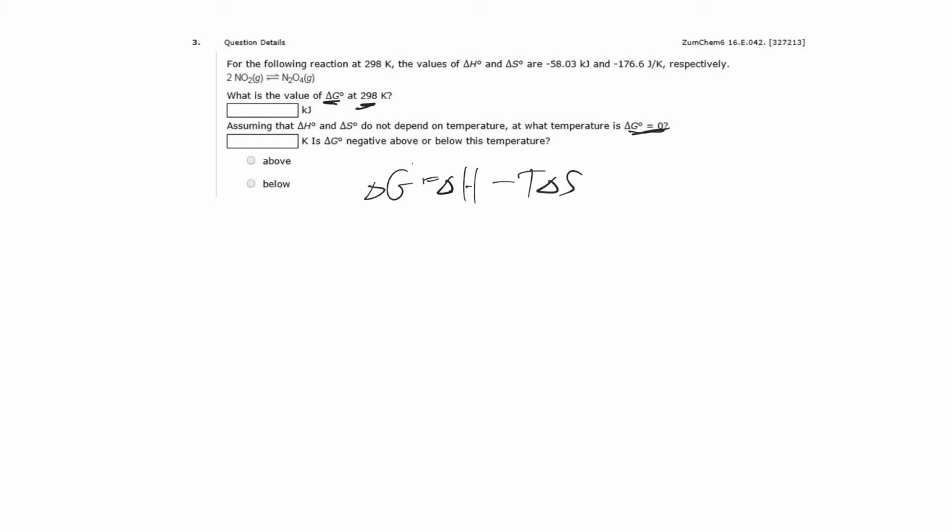And since we're dealing with standard conditions, let's use the little degree sign to the upper right of each of the letters. They provide us negative 58.03 kilojoules for delta H. They give us that the temperature is 298. And they give us a value of delta S, but note that the unit is in joules, whereas the unit for delta H is in kilojoules. That means we have to convert, divide by 1,000, and you get 0.1766.